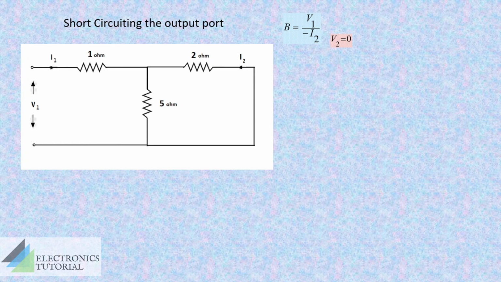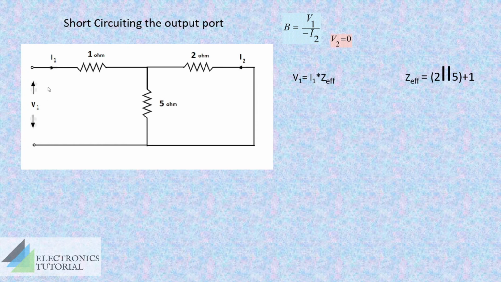We need to find one more value, that is B. We'll first try to get an expression for V1. V1 is the voltage experienced across the input terminal. So in order to get an expression for V1, we can apply Ohm's law, I into R. But the resistance at the input side is not a single quantity. It needs to be simplified as the effective resistance or effective impedance. V1 is equal to I1 into Z effective.